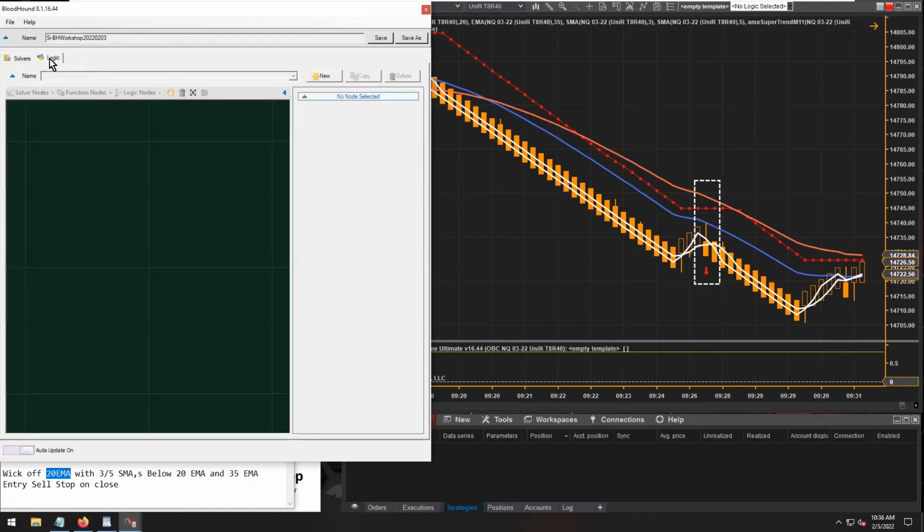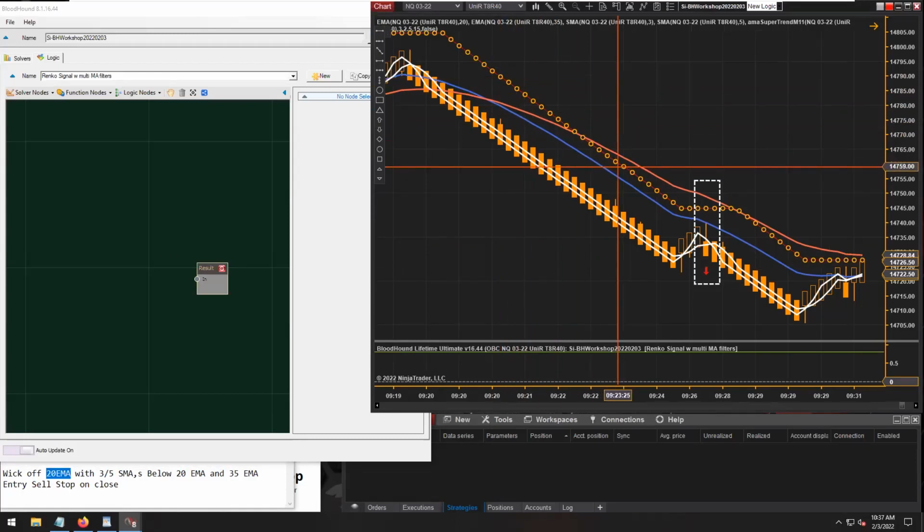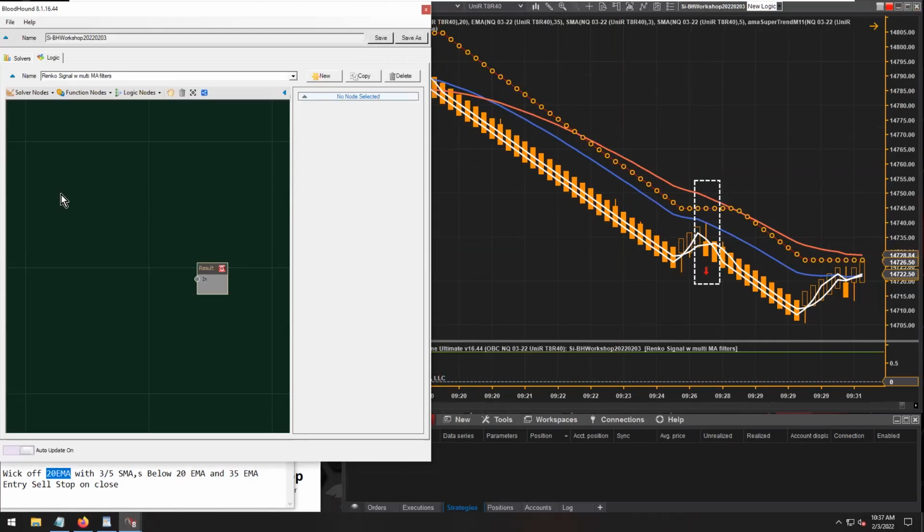Next thing, I'm going to switch over to the Logic tab here and start a new Logic template. What should I call this? All right, something like that. I'll try and keep the name short. Let's start with the easy stuff here. Identifying the trend direction of the SuperTrend is really simple and easy to do.